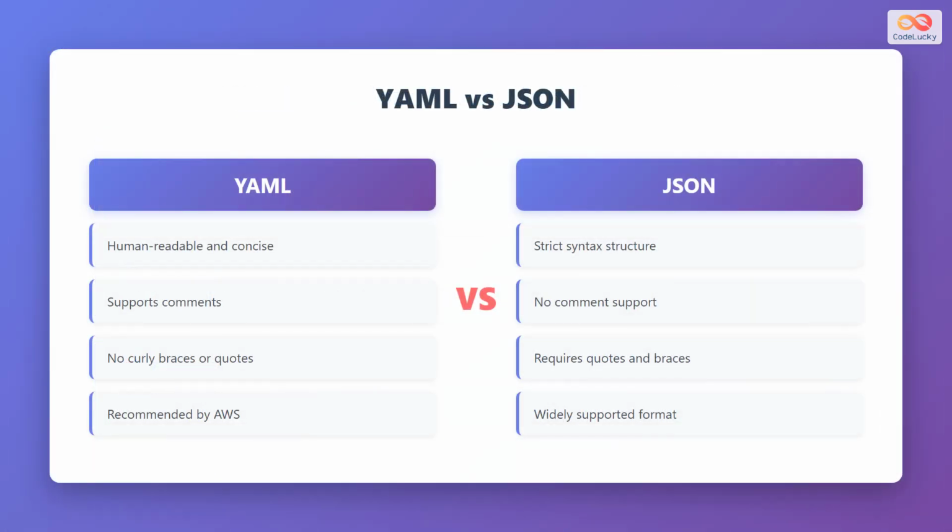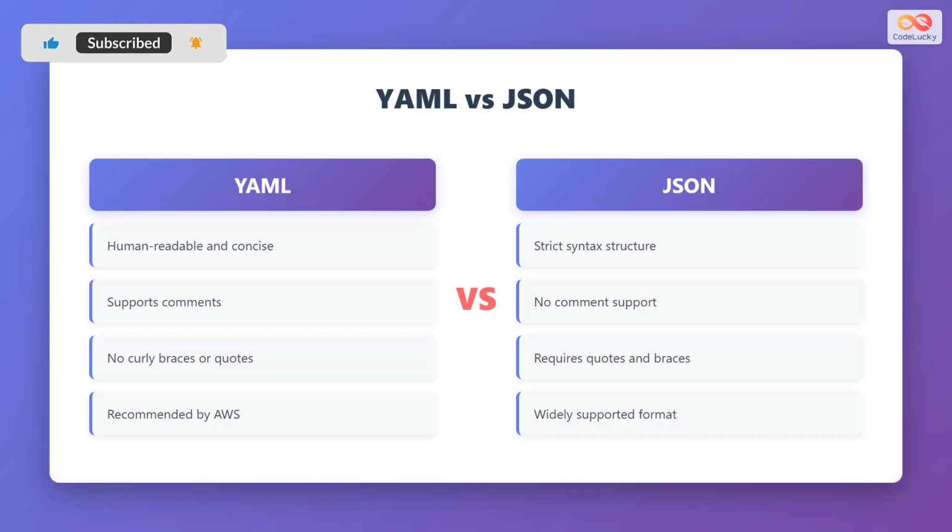Let's compare the two supported formats. YAML is human-readable and concise, making it easier to write and understand. It supports comments using the hash symbol, allowing you to document your templates. YAML doesn't require curly braces or quotes for most values, reducing visual clutter. AWS recommends using YAML for these reasons.